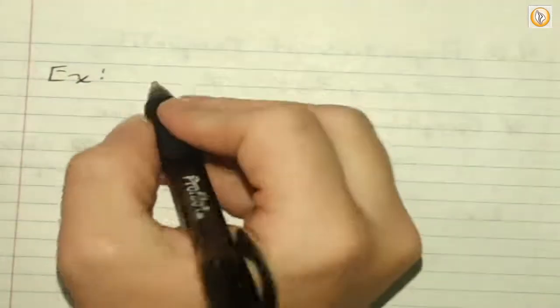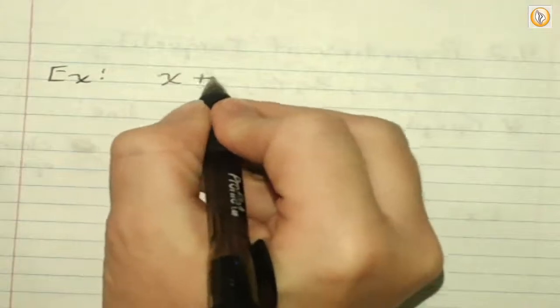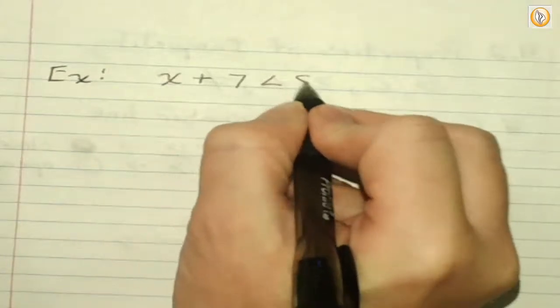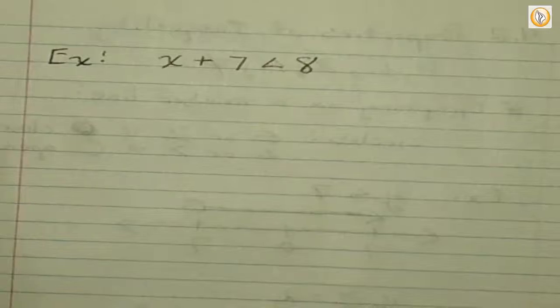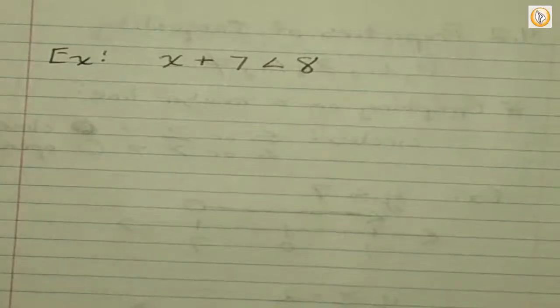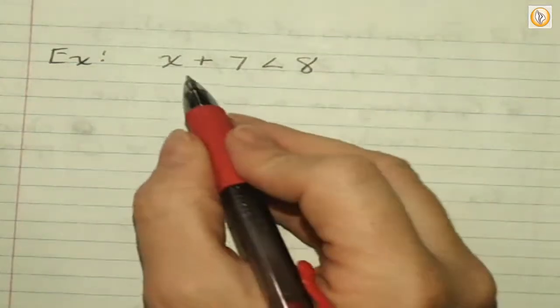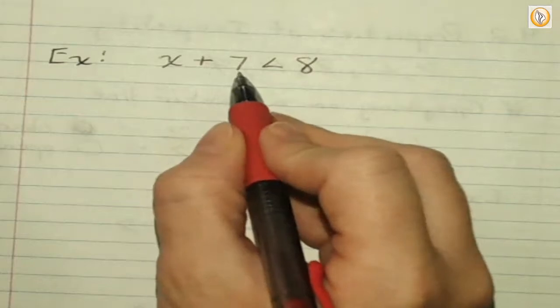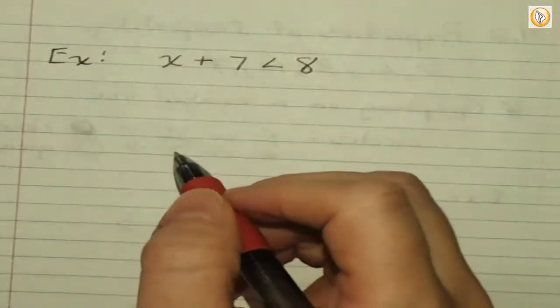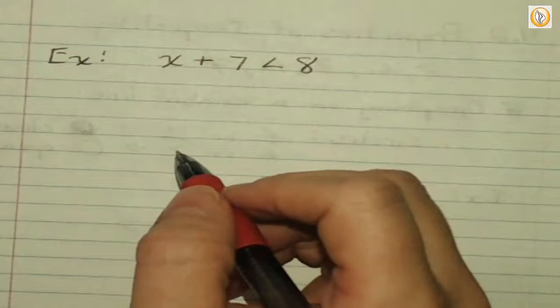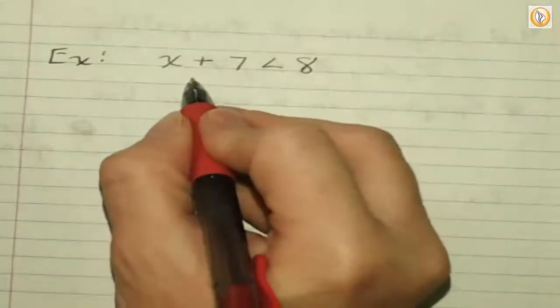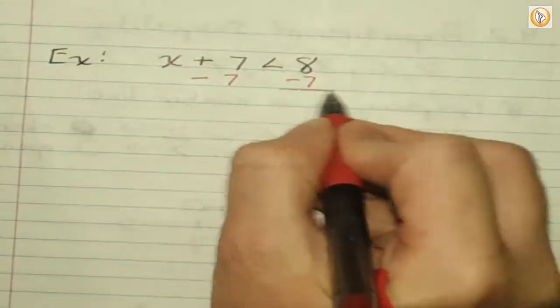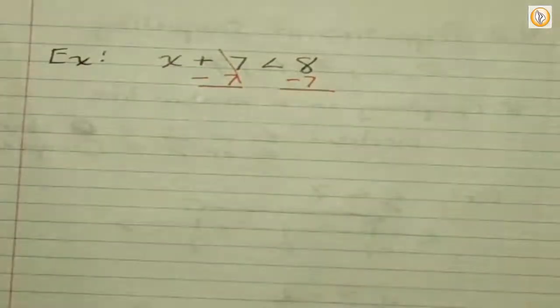Examples. Remember me telling you intruder alert? Watch this. x plus 7 is less than 8. So how would I solve this one, Matthew? We can't add a letter and a number. What we're trying to do is isolate the variable. We want to find out what x is. So subtract 7 on both sides. Very good. Intruder alert: we do the opposite.